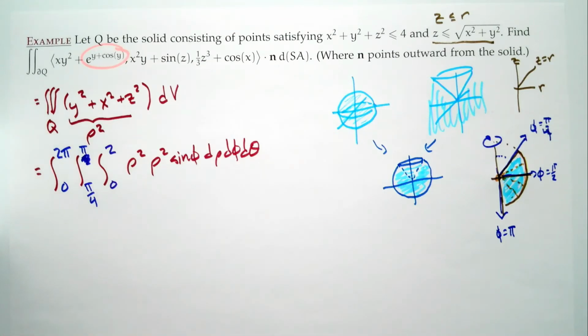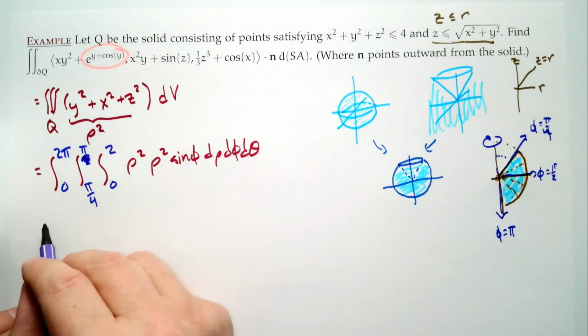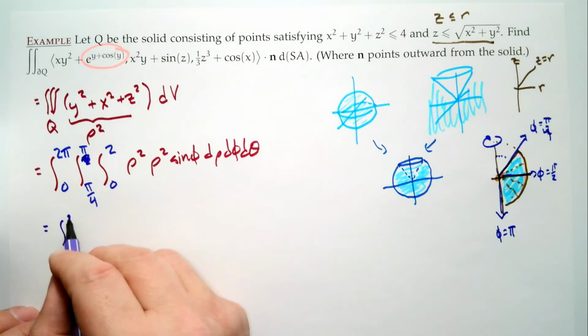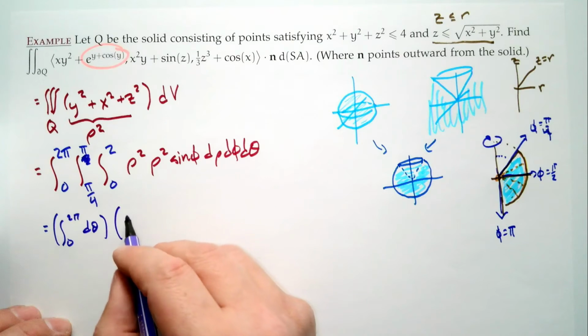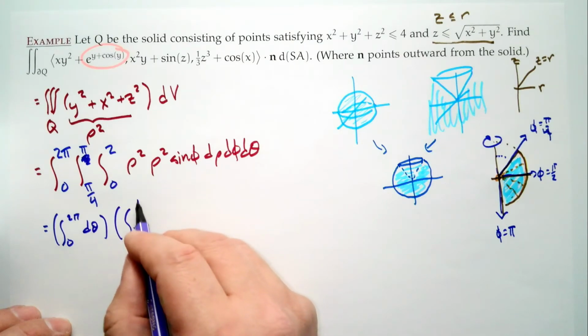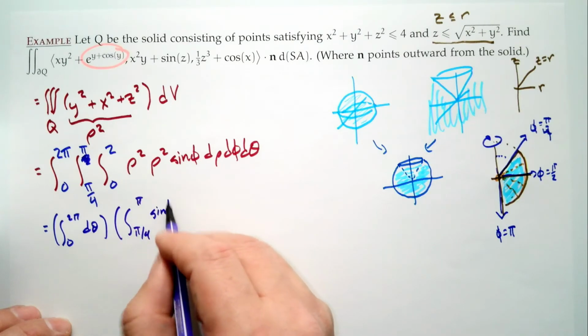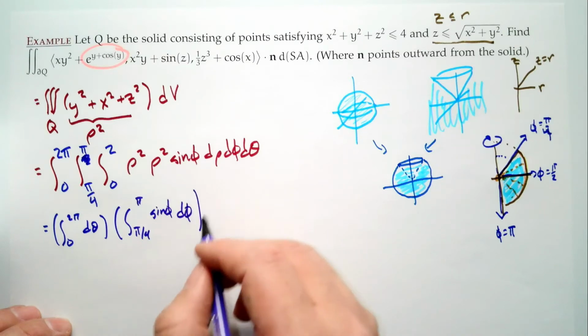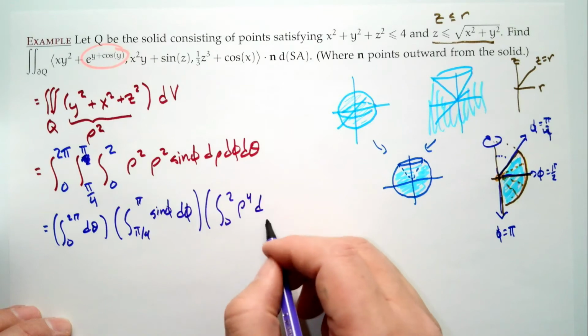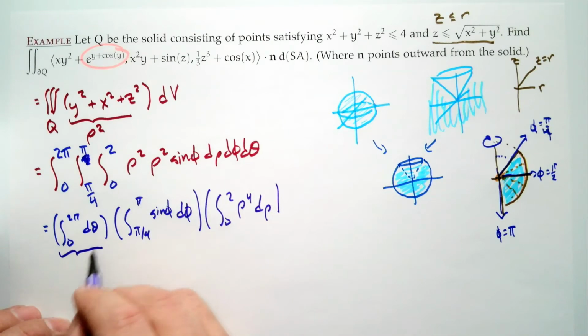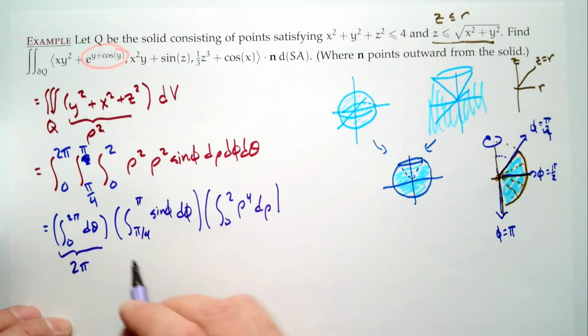Now, once this is set up, these are beautiful numbers because they're all numbers. There's no functions in these bounds, which means we can break it up. So we get 0 to 2 pi d theta, whatever that is. Then we're going to get pi fourths to pi of sine of phi d phi, whatever that is. And then integral 0 to 2 of rho to the fourth, d rho. So the first one, 2 pi. That's pretty much a freebie.